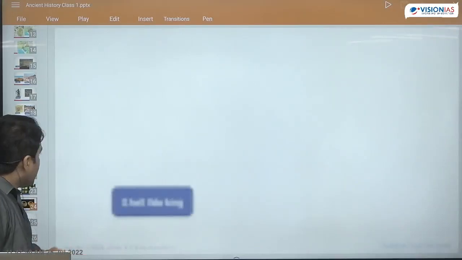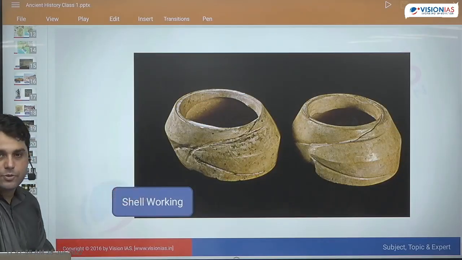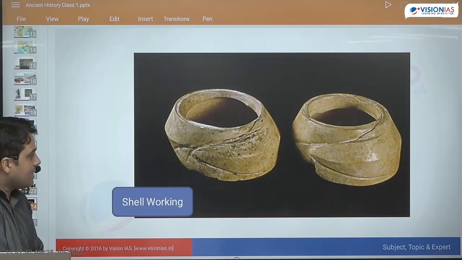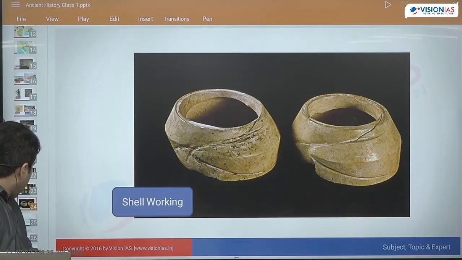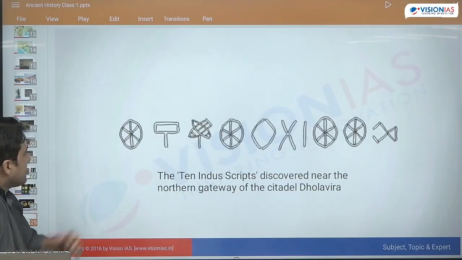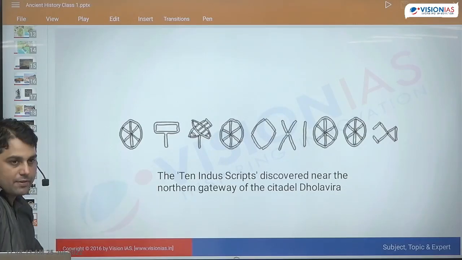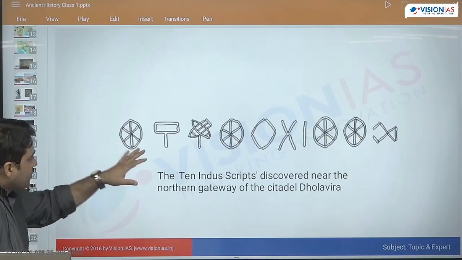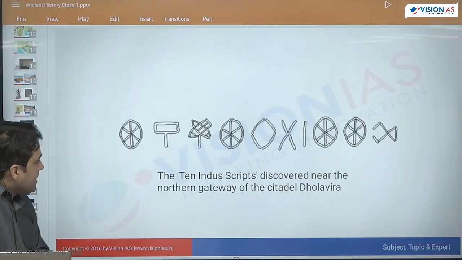We also find many types of shell working. For example, seashells were used to make bangles or many types of jewelries, necklaces, and there are some dedicated sites where this shell working was very, very famous. And last but not the least, this is a very famous Indus script. It was discovered near the gateway of Citadel Dholavira. Symbols, how they used to write, what exactly does it mean, we do not know. But very famously known as the Indus script discovered near the gateway of Dholavira. But what exactly it means, I will repeat.